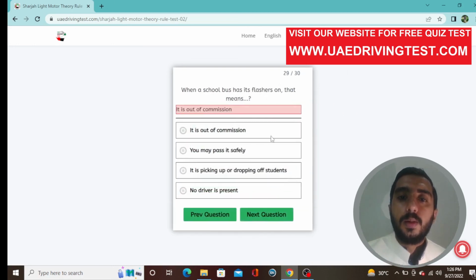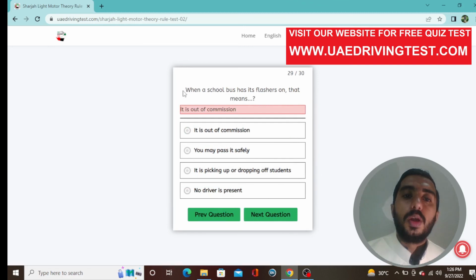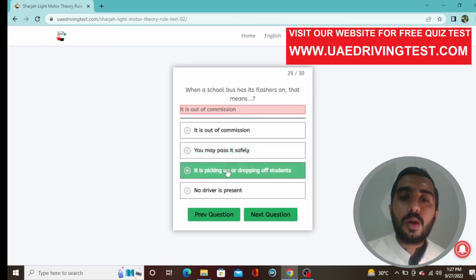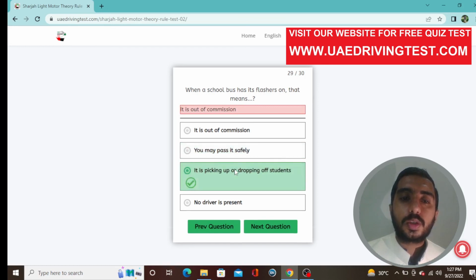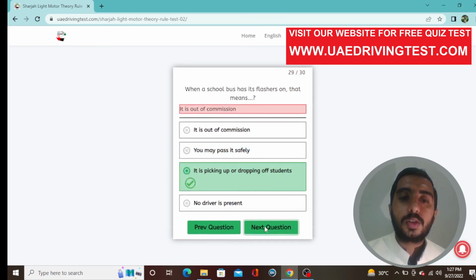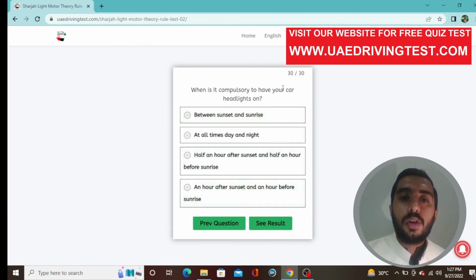Next question. Question number 29. When a school bus has its flashers on, what does that mean? That means it is picking up or dropping off students. Option C is the correct one. Next question. And our last question is when is it compulsory to have your car headlights on? It is compulsory between sunset and sunrise. Option E is the correct one.